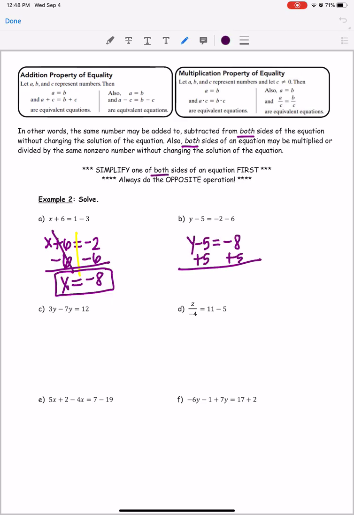Okay, and I kind of jumped ahead of myself, but notice we're doing that each to one side of this equation. I'm adding 5 to the left, so that means I'm also having to add 5 to the right. So negative 5 plus 5 is 0. Those cancel. So we're left with y equals negative 8 plus 5. Different signs, subtract and keep the sign of the bigger. We get negative 3.